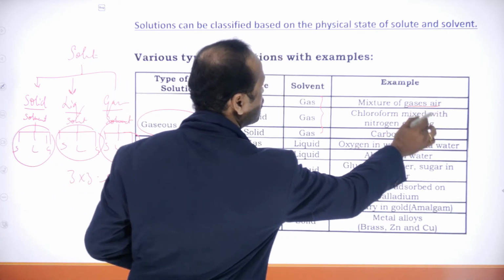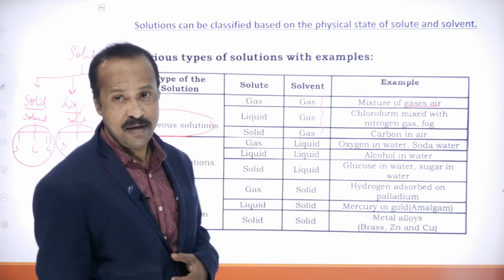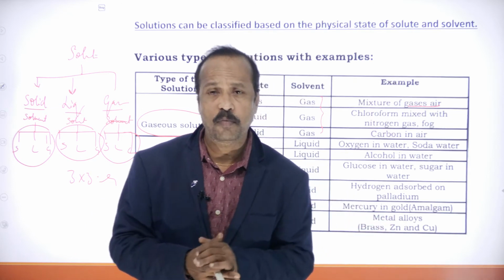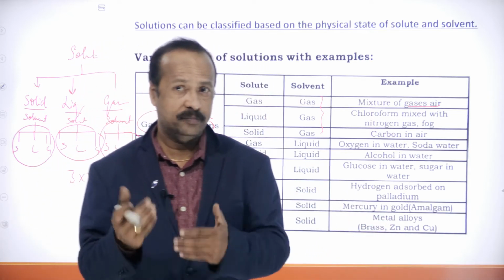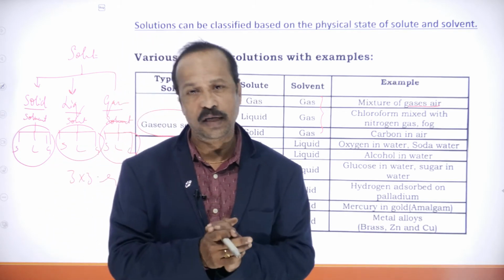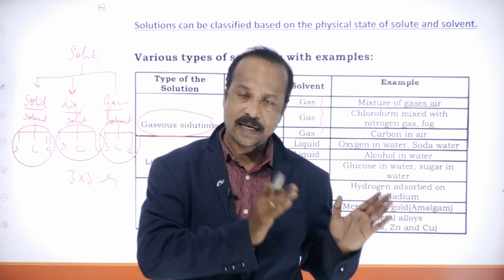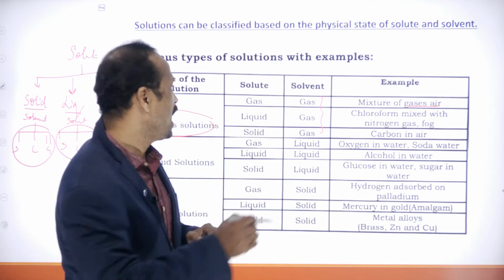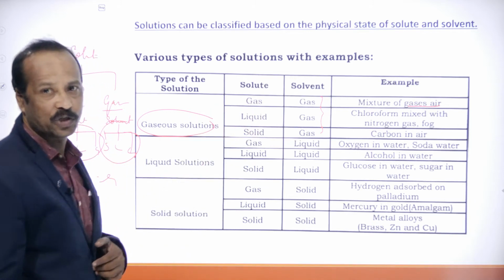You know that air is a mixture of gases. In this, gases are there, and you know that the gas in the largest quantity is nitrogen. Nitrogen is more in quantity, you know that, right? And other gases are in lesser quantity. So, therefore, it is a gas in gas. So gas is a solvent, gas is a solute.